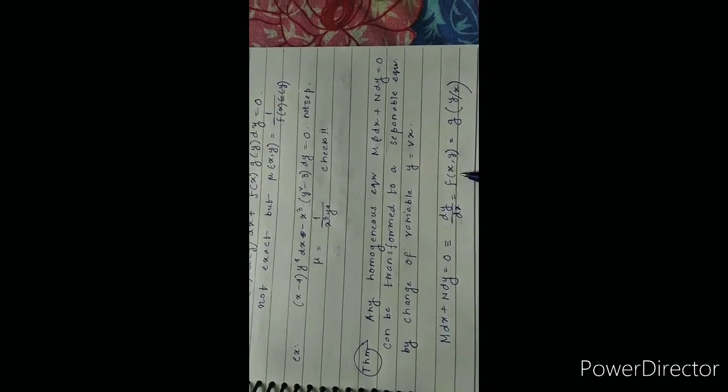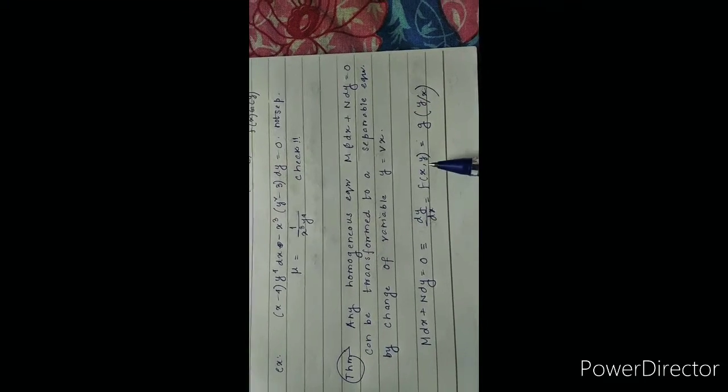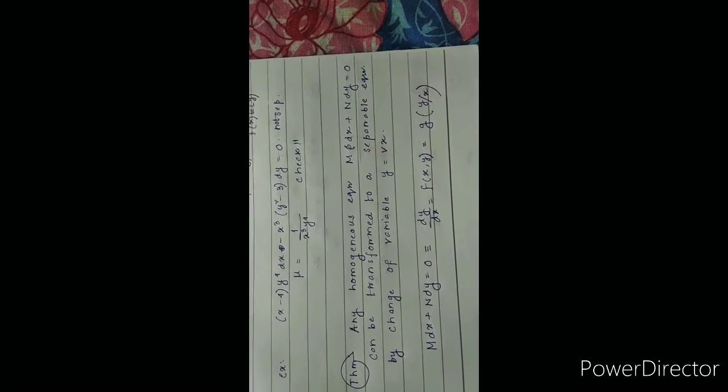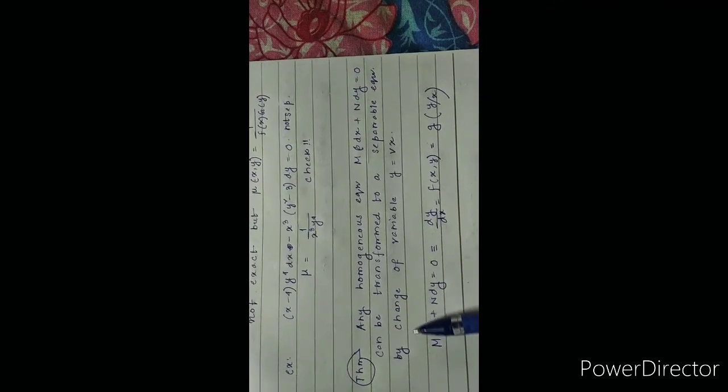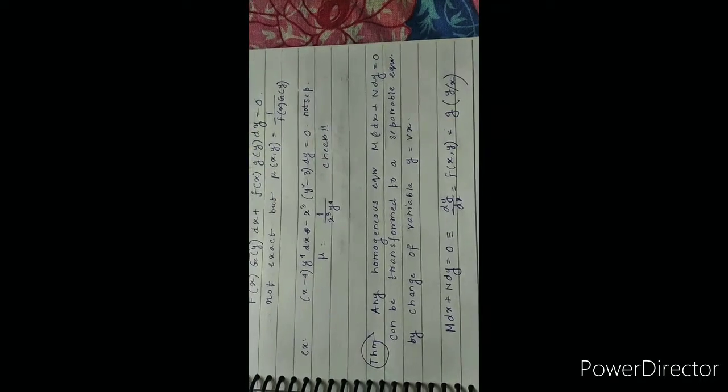Homogeneous means this kind of equation can be written like dy/dx equals f(x,y). Now this f can be written as a function of y by x. Okay, if this happens, then we say that this equation is homogeneous. So homogeneous first order equations can be transformed into separable form by means of this transformation y equals vx.